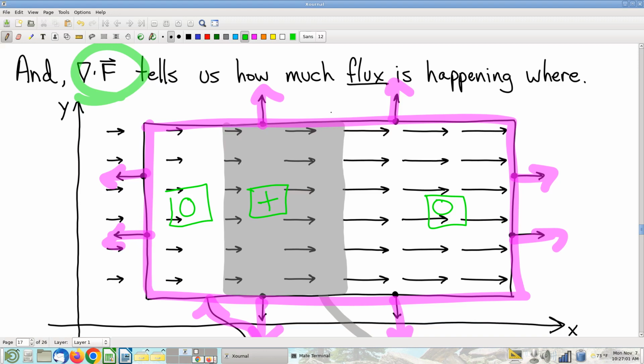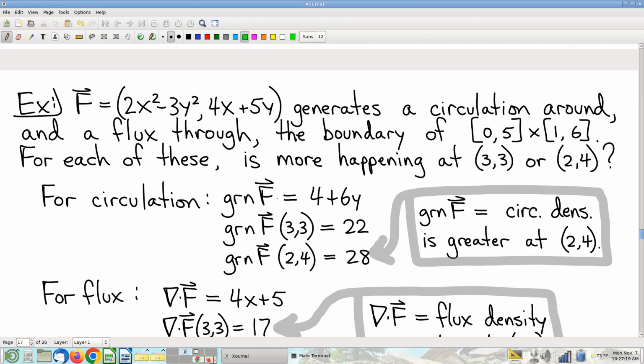If you're talking about flux, then the convention is outward. If you're talking about circulation, then the convention is move in the direction so the region's on your left. Okay. All right. So let's see a numerical example.